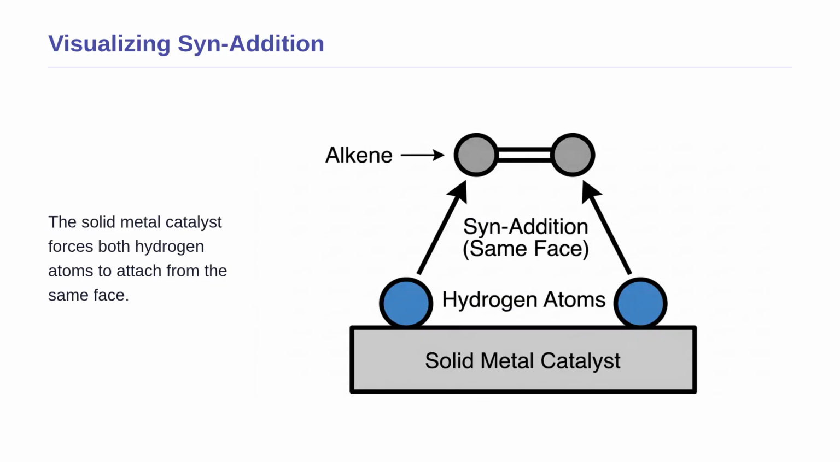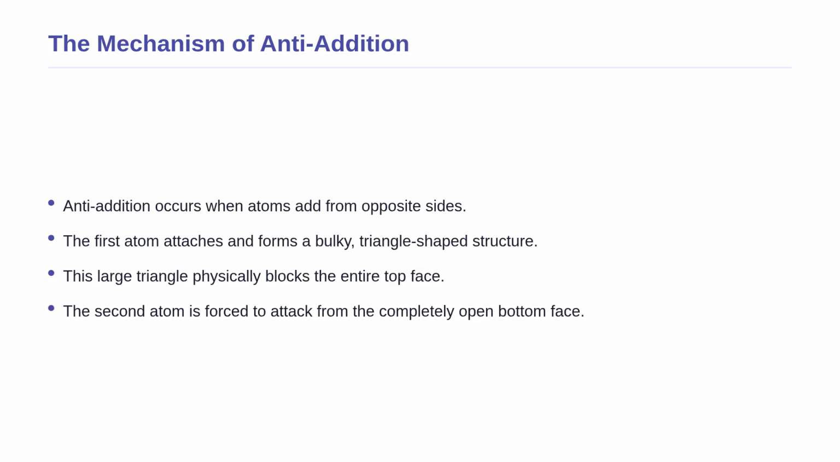Let us visualize this constraint clearly on the screen. In this diagram, you can see the flat, solid metal catalyst sitting at the bottom. The two blue hydrogen atoms are stuck firmly to its surface. As the alkene molecule approaches from above, it can only interact with the hydrogens from the side that is touching the metal. The metal physically shields the entire other side, ensuring that both hydrogen atoms attach to the exact same face of the alkene.